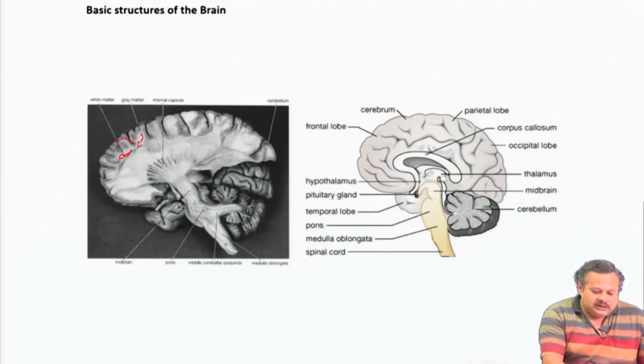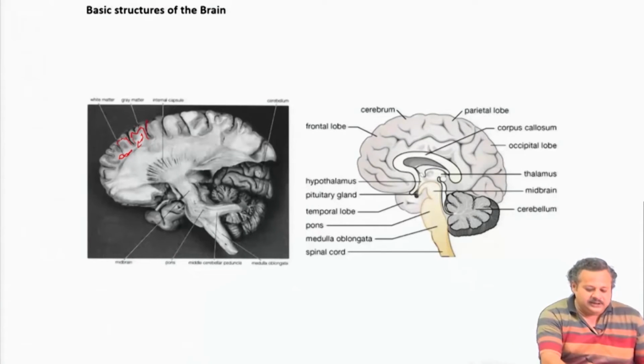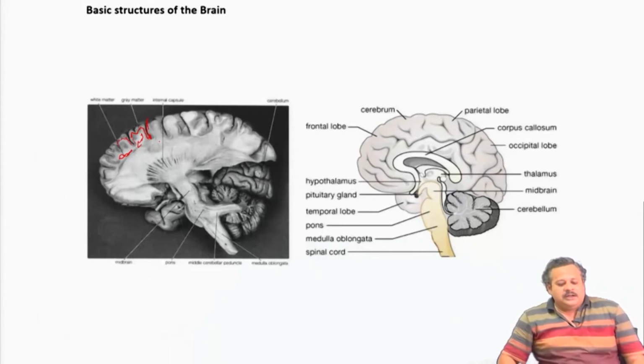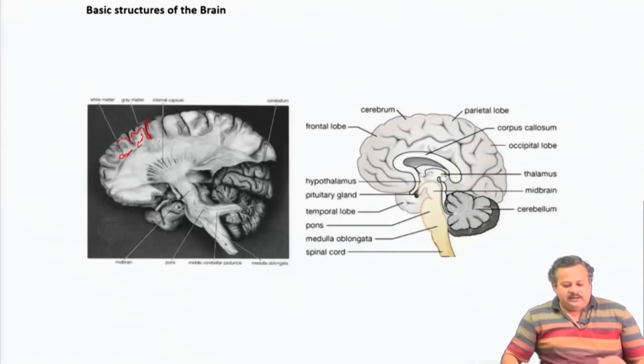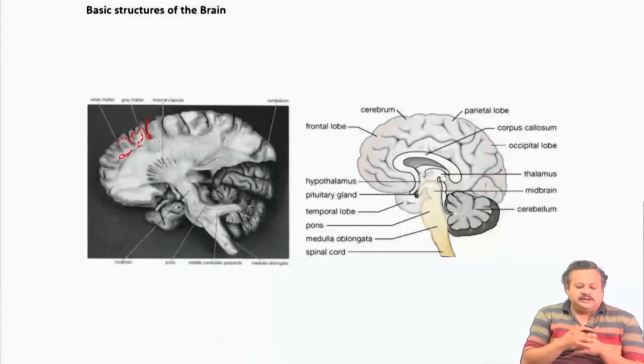So, these are the gyri that we were seeing from outside, and the indentations that we have, those are the sulci. So, I hope that the previous picture and this picture together provide you a fair idea of the sulci and gyri and where the different structures exist.